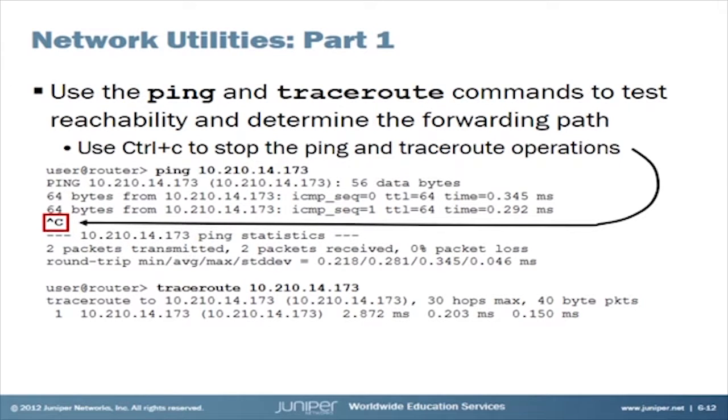You can actually send a command like ping and then put the rapid statement after it and say how many pings. So if I said ping 10.210.14.173 rapid 25, it'll just blast 25 pings out at that particular IP address, and then it will stop. If you just type ping, then it'll just keep going indefinitely until you type Control-C, and then it'll give you the output. Trace route is again available to us.